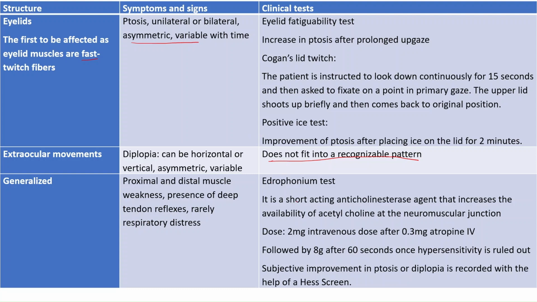So, edrophonium test, how is it performed? It's a short acting anticholinesterase agent that increases the availability of acetylcholine at the neuromuscular junction. 2 mg is given after 0.3 mg atropine, which is followed by 8 mg of edrophonium. The subjective improvement in ptosis and diplopia is recorded.